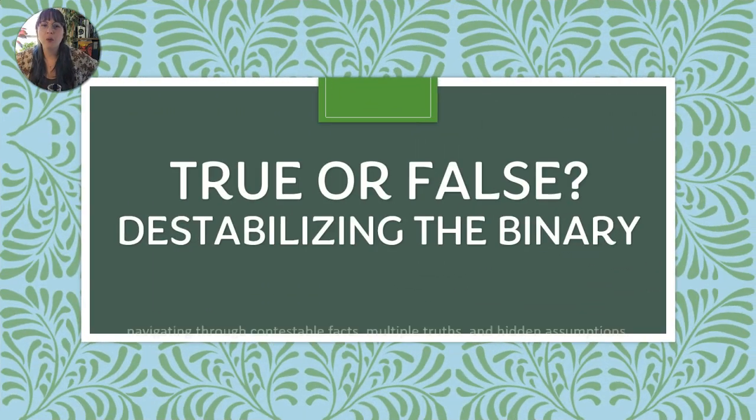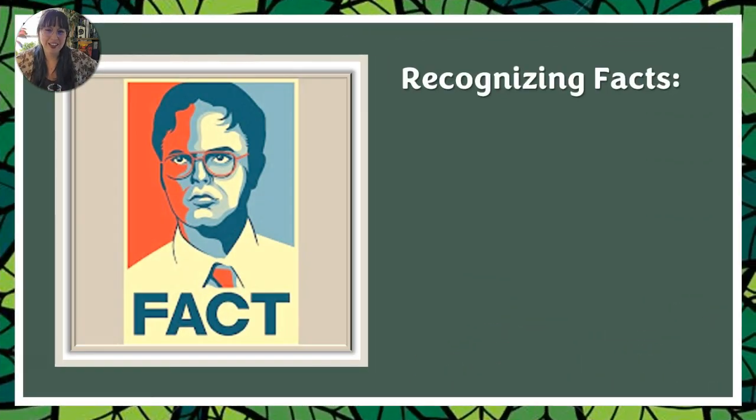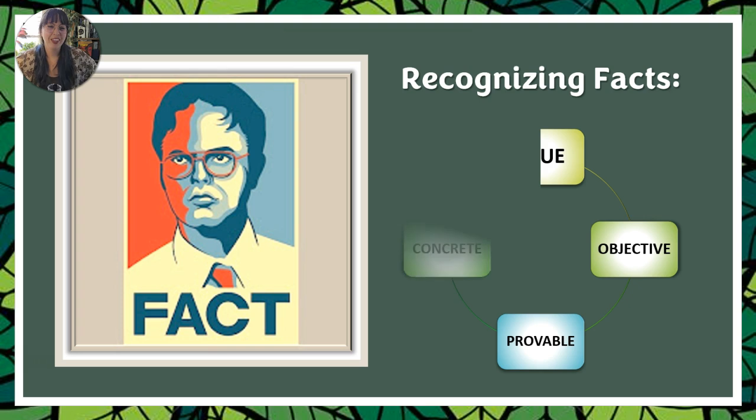All right, moving on, we're going to look a little bit at true or false, destabilizing this binary between true versus false, navigating through contestable facts, multiple truths, and hidden assumptions. So keep up the good work. We're doing good. We're on part 2 of 3.